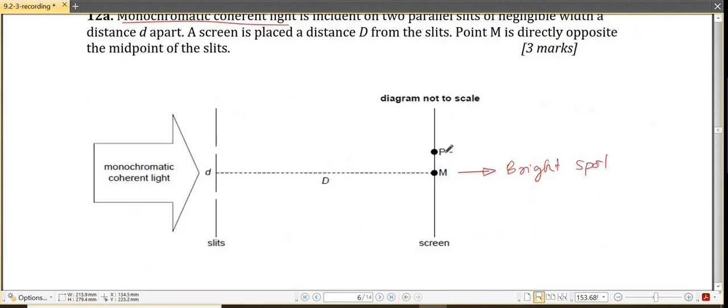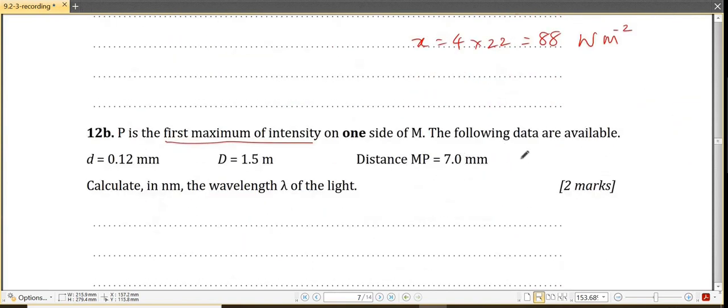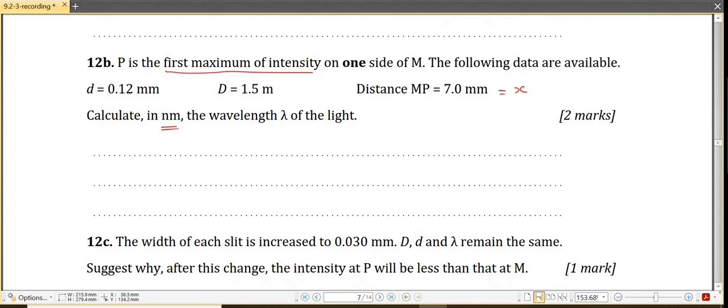What is MP? From one fringe to the next fringe, so that is the fringe width, which is equal to x. Calculate in nanometer the wavelength lambda of the light. So yes, we have this equation, x equals lambda capital D upon small d. So we want lambda equal to x d upon capital D.